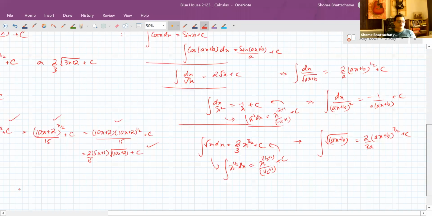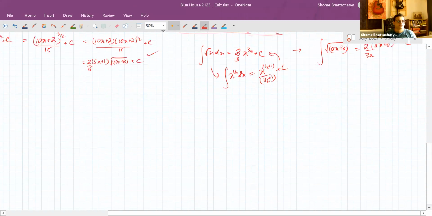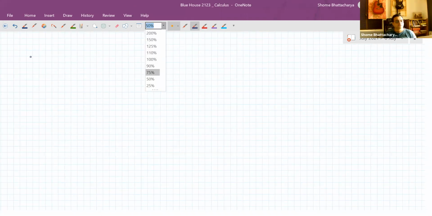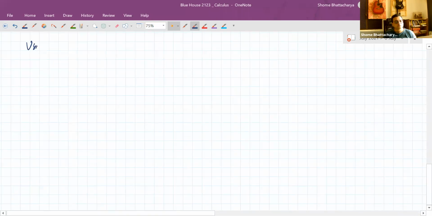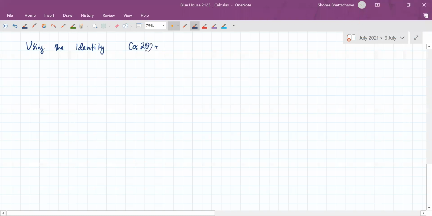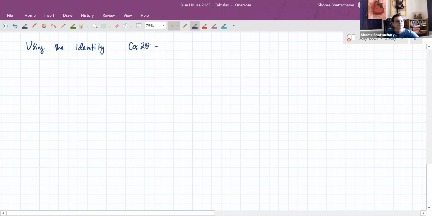Now we come to two very important integrations of trigonometric terms. So for that, we make use of this identity. Yes, Jitesh, you have a question? No, sir. So the identity is that cos 2 theta is cos square theta minus sine square theta, or 2 cos square theta minus 1, or that's the same thing as 1 minus 2 sine square theta.